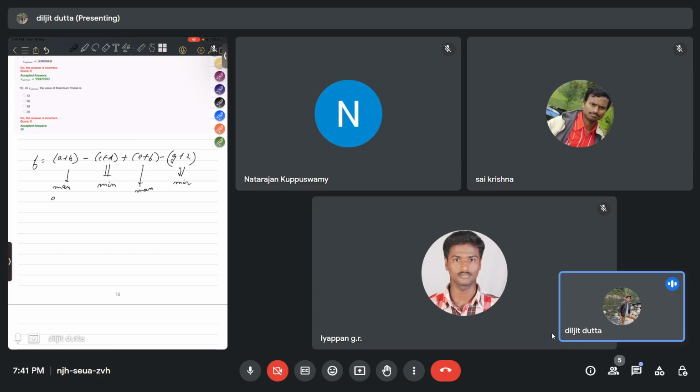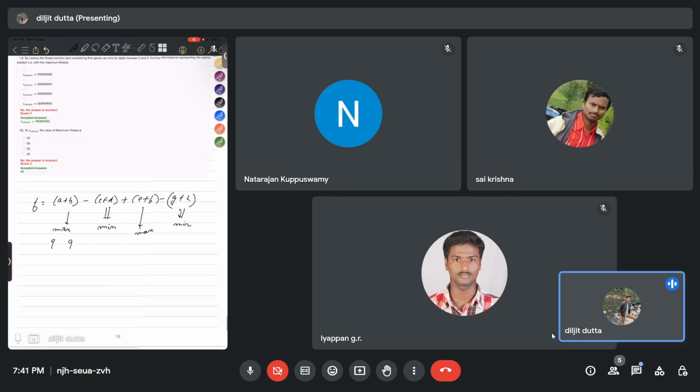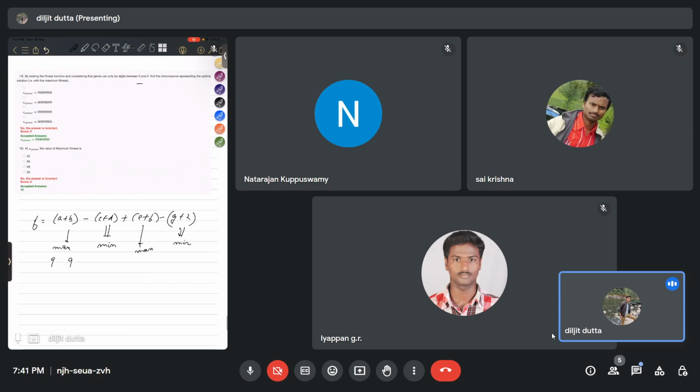So a and b will get 9, 9. We can take any value between 0 and 9. So we'll put a maximum value of 9 and 9 in a and b and e and f. And we'll put zeros in c, d and g, h. So if we put this string together, it is 99009900. This is the optimal solution.